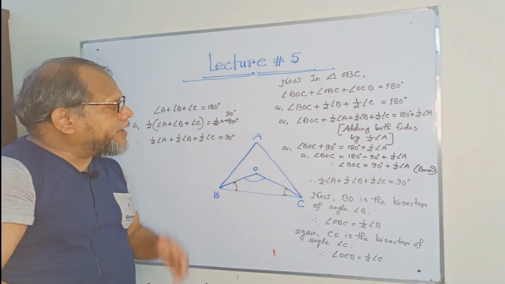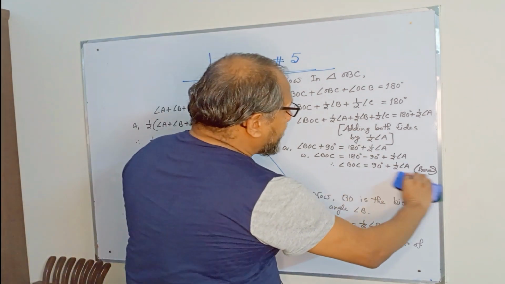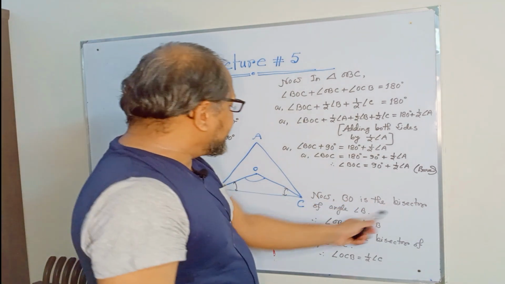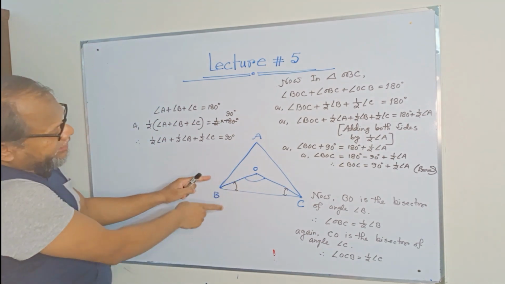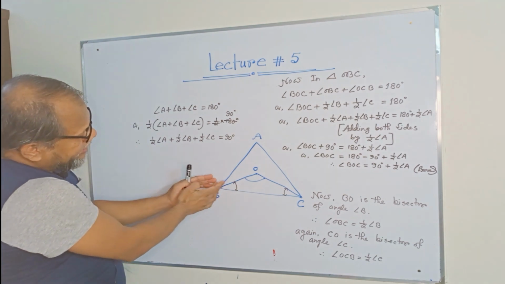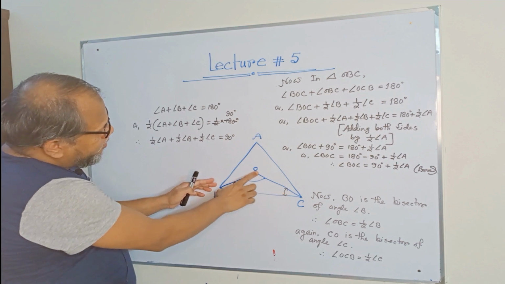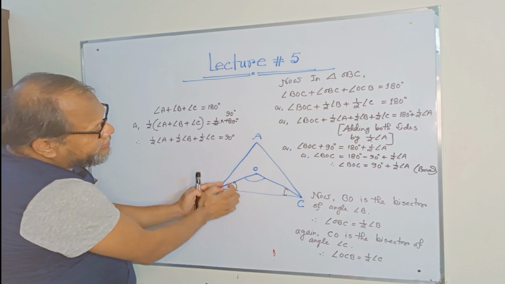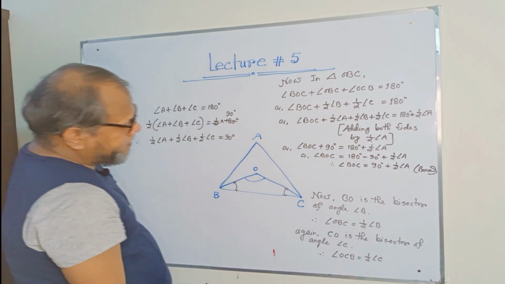Now I have mentioned here that BO is the bisector of angle B. That means BO straight line equally divides angle B into two parts. One is OBC, another one is OBA. So OBC is the half of angle B. I have mentioned here OBC is equal to half of B.